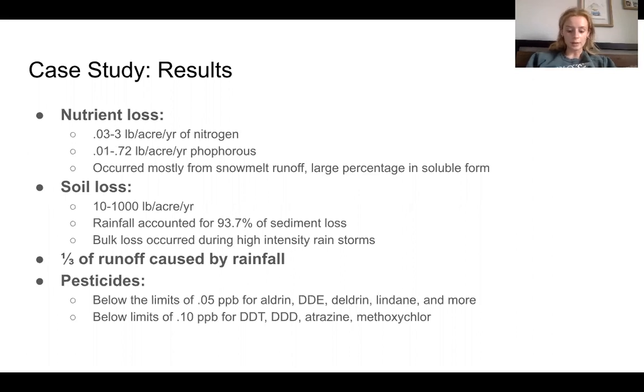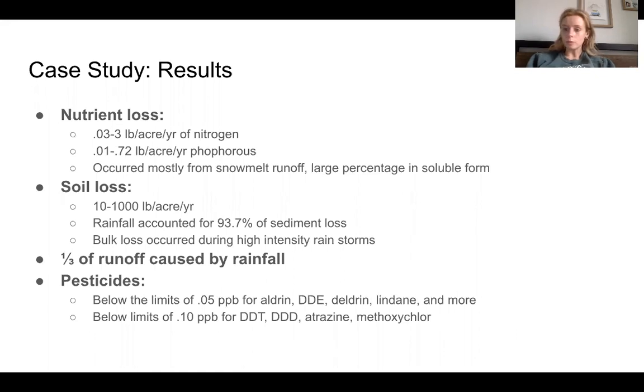So in areas comparable to those of the study, soil conservation practices reducing surface runoff from, like, melting snow probably won't be effective for solving lake eutrophication from the nutrients in agricultural runoff, is something that they found.